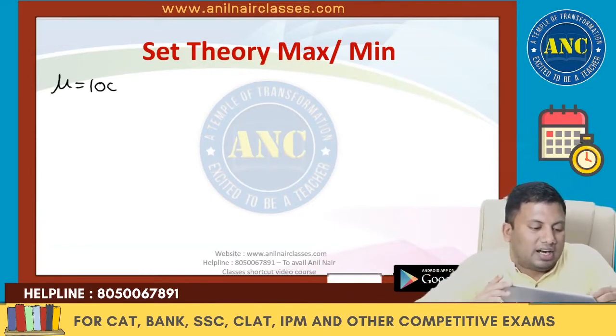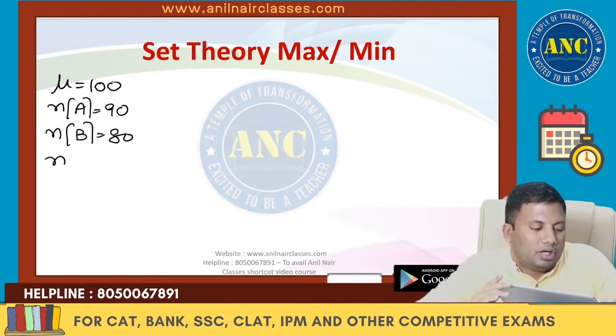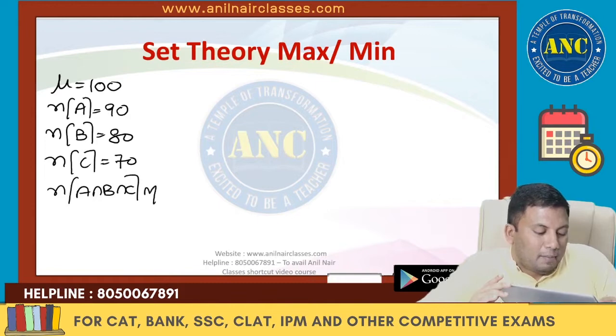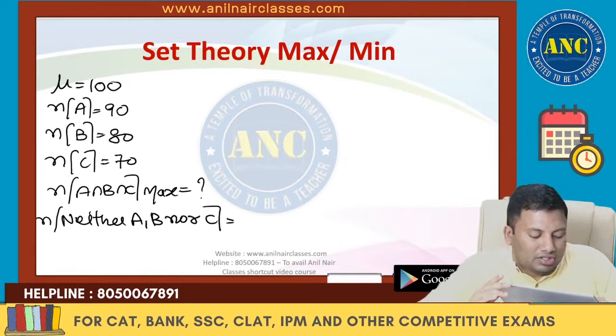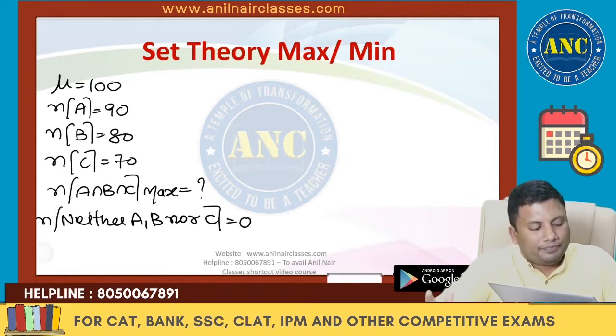Mu is 100. N of A is 90. N of B is 80. N of C is 70. Now we require A intersection B intersection C maximum. For maximum, we require N of neither A, B nor C is 0. Neither A, B nor C is nothing but 0.